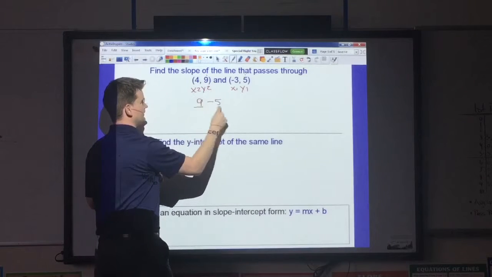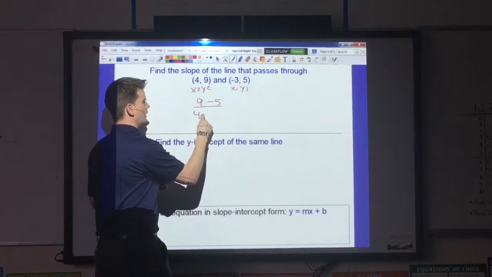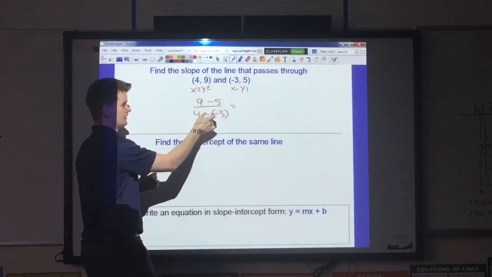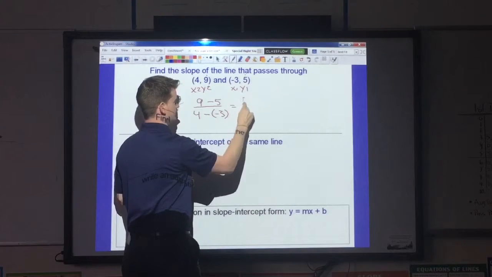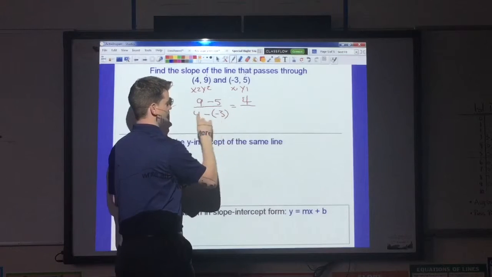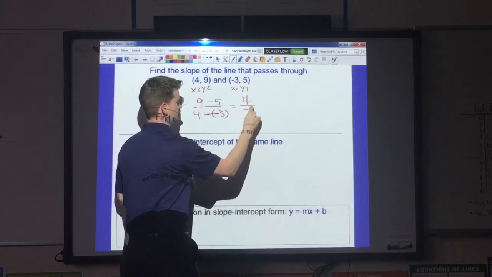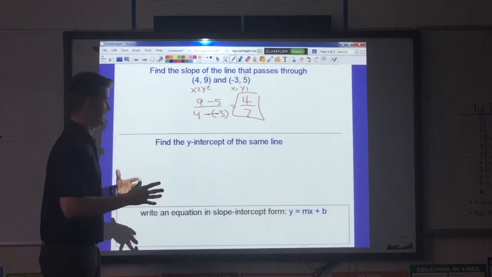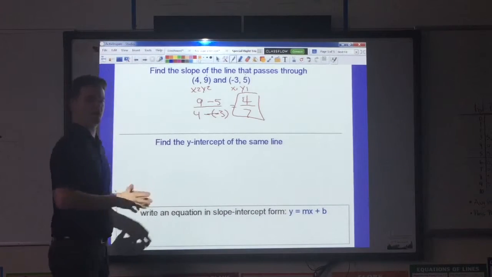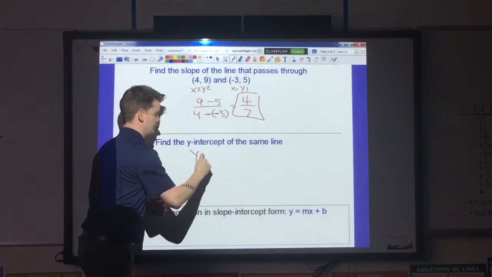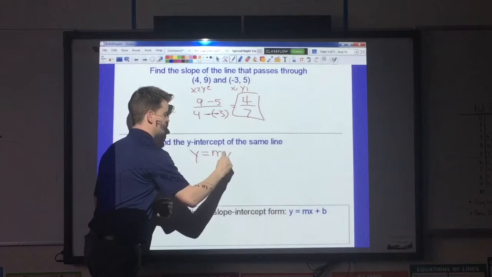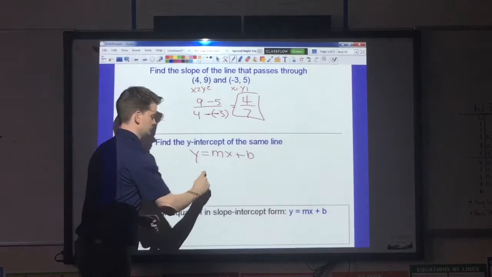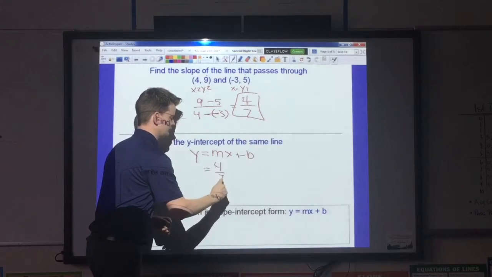9 minus 5 over 4 minus a -3. I combine these symbols here, 2 negatives, we'll turn that into a positive, and I'm going to get 4 over 4 plus 3 is 7. So my slope is 4/7. I know the m. To find the y-intercept, I start by writing the slope-intercept equation. y equals mx plus b. I know the slope is 4/7.